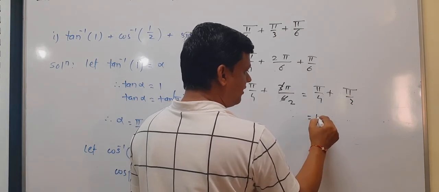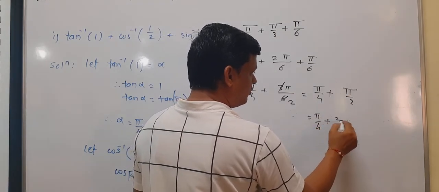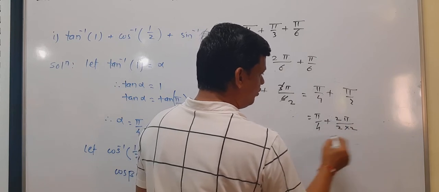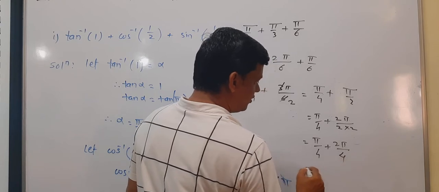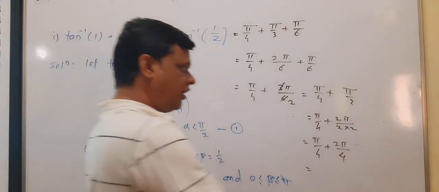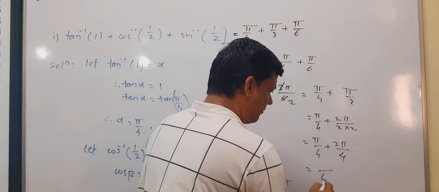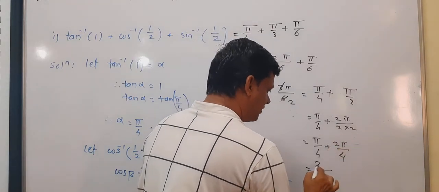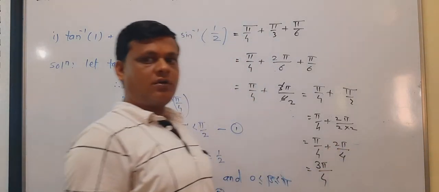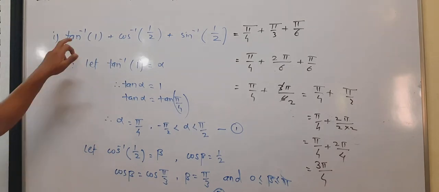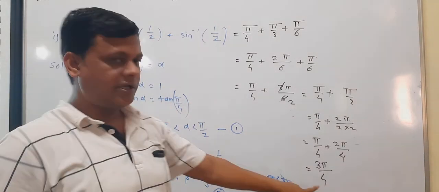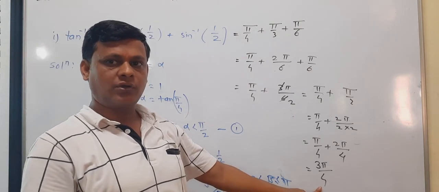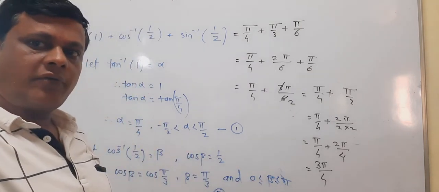So multiply and divide by 2. We get pi by 4 plus 2 pi by 4. Now here the base is the same, so we write the base 4, and pi plus 2 pi is 3 pi. So the value of tan inverse 1 plus cos inverse 1 by 2 plus sin inverse 1 by 2 is equal to 3 pi by 4. In this way we can calculate the value.